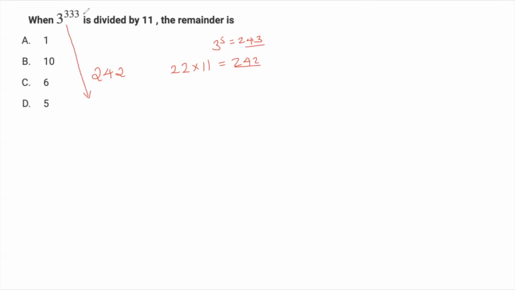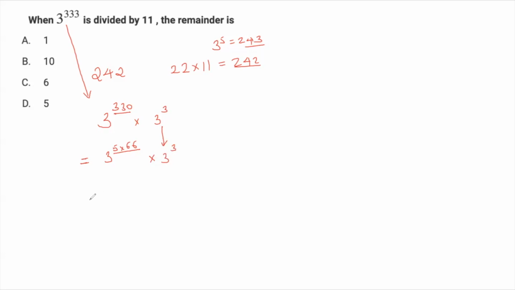So 3 raised to 333, let's break this as 3 raised to 330 into 3 raised to 3. We have applied the laws of indices here. A raised to m plus n is a raised to m into a raised to n, right? So 3 raised to 330, I'll further break it as 3 raised to 5 into 66, simply breaking 330 as 5 into 66. This part I'll keep as it is, okay? So 3 raised to 3 as it is.